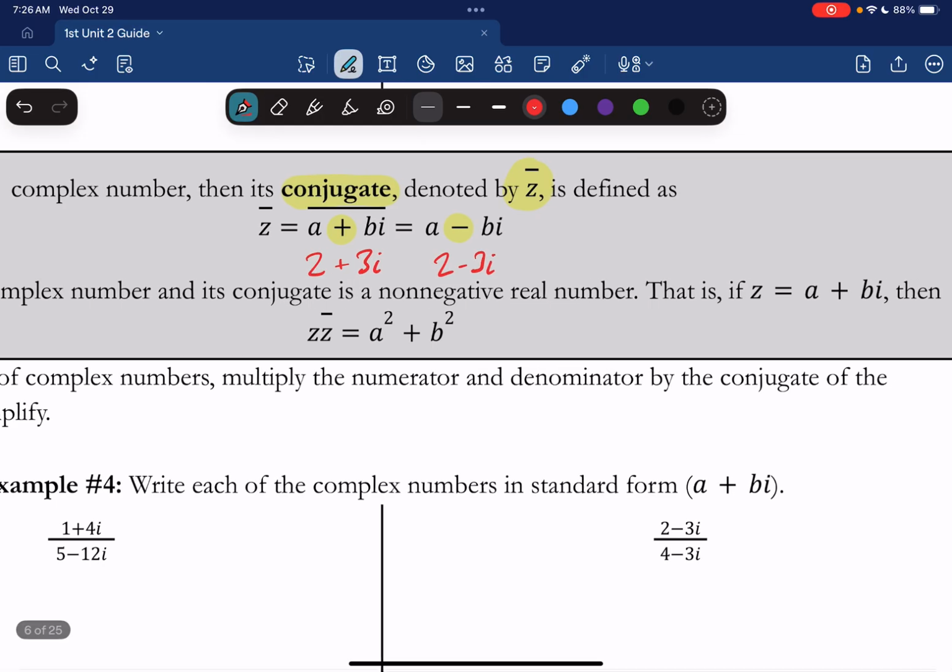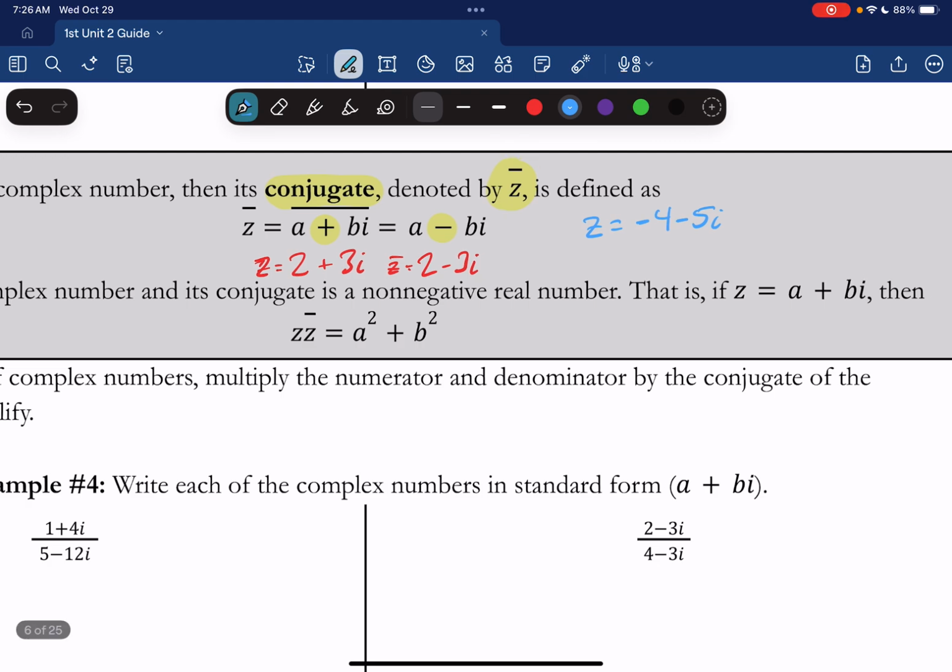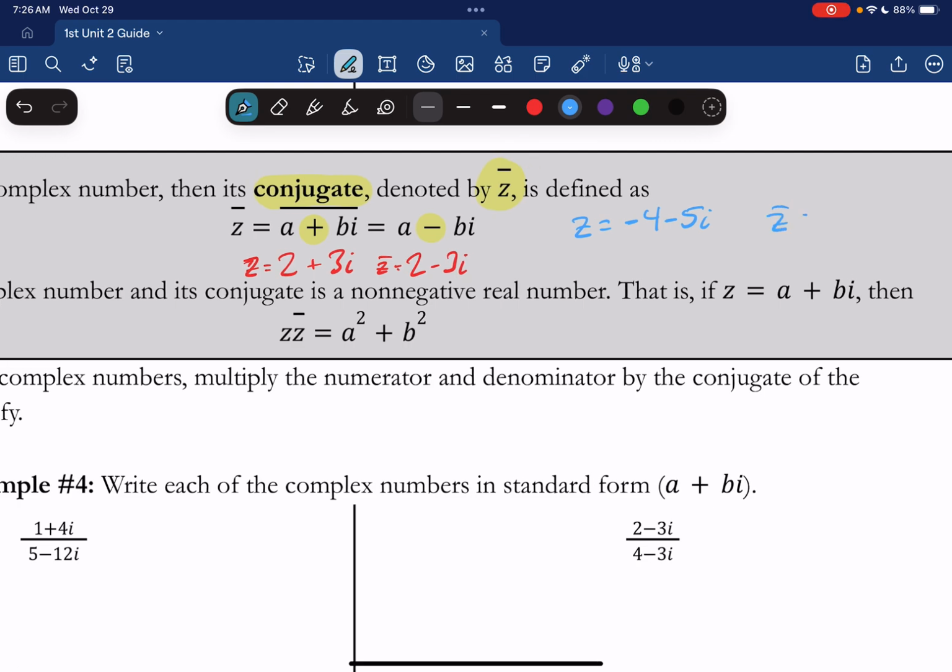Okay. Another example. So just look at that complex number z. This is the conjugate. If I gave you another complex number z of negative 4 minus 5i, its conjugate, again, the only thing that changes is the operation between the real part and the imaginary part. So its conjugate is negative 4 plus 5i.